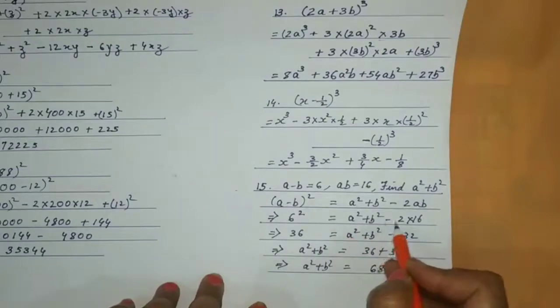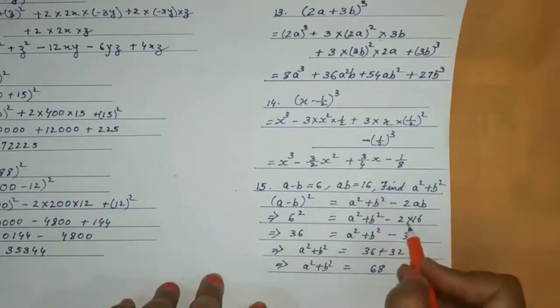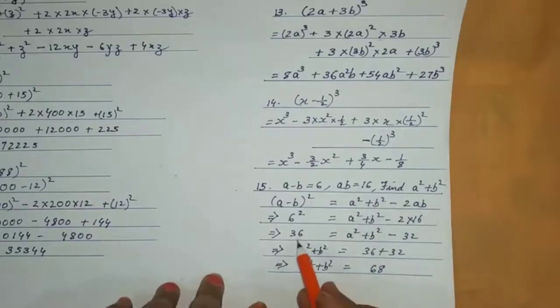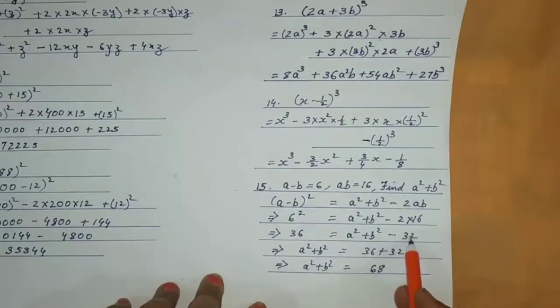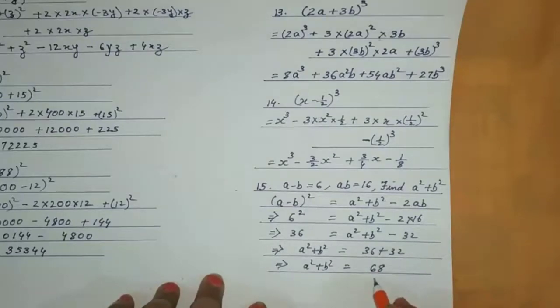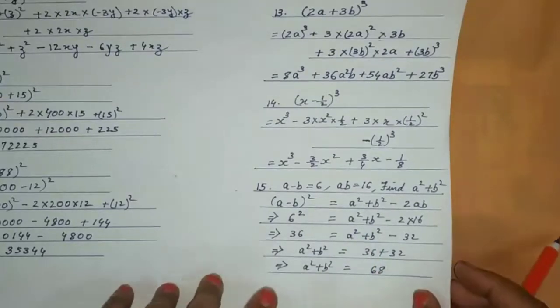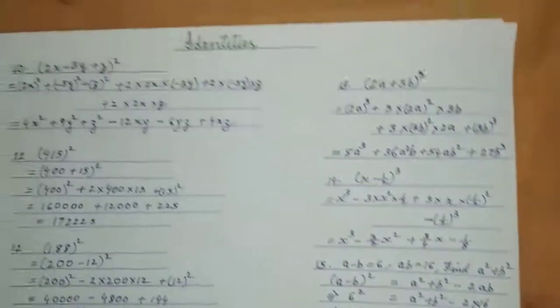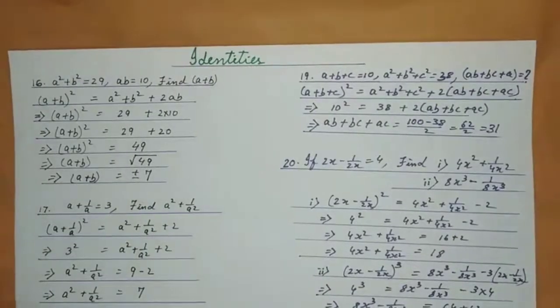So 6 square is equal to a square plus b square, which we have to find out, minus 2 into 16. So we get 36 is equal to a square plus b square minus 32. When 32 is brought this side, a square plus b square is 36 plus 32, and the answer is 68. Interesting question. You will definitely get questions like this. The next set of questions.